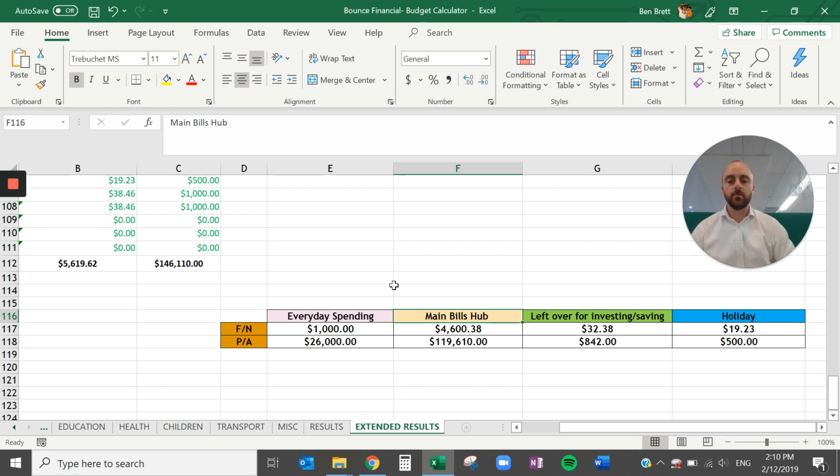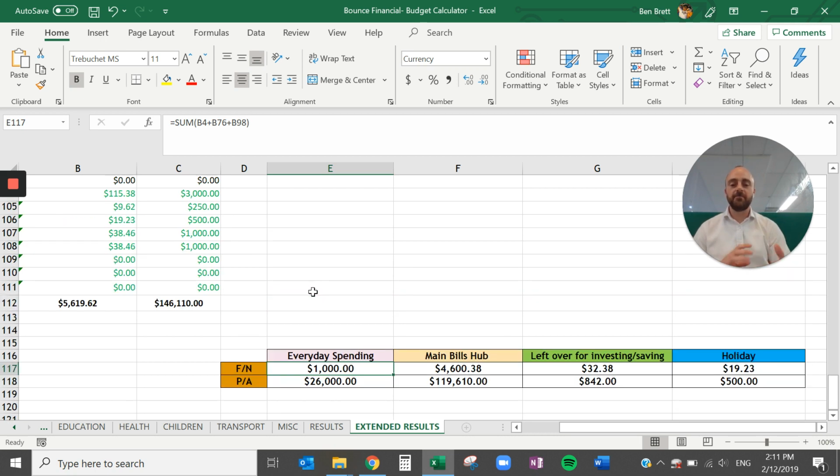Now, your main bills hub is where all your money goes in. It's your bills account. Your bills are direct debited out of that. Every fortnight, we want $4,600 remaining in that account. So income comes into it, we want $4,600 remaining. From here, money is transferred to the everyday spending account, which addresses your personal spending, your groceries, children's activities, and fun spending money. That's it.